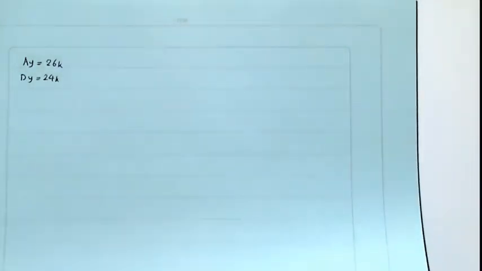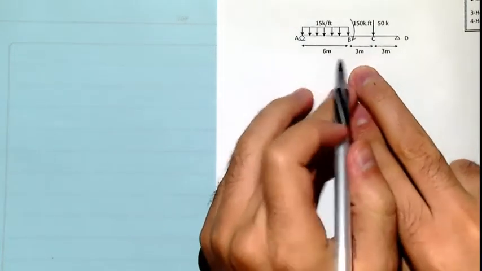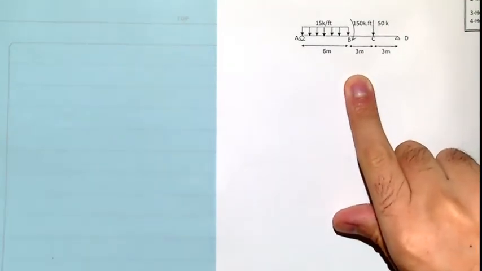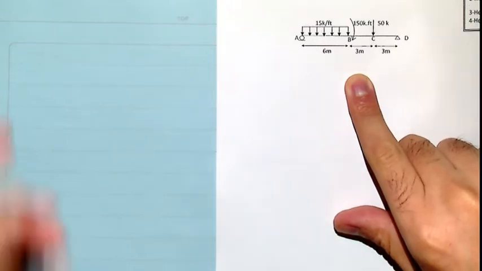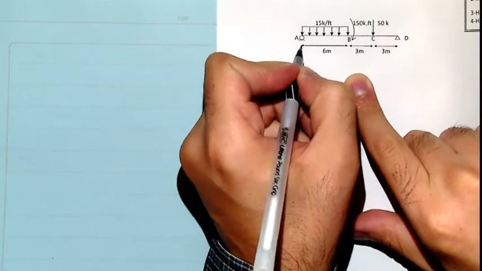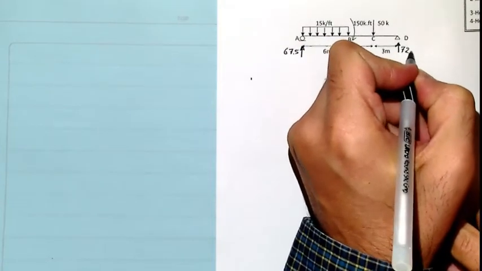We're going to go to the next example. Again, it's similar to the previous one, but we have a concentrated moment here. So what we can do is calculate the reactions. I assume that you are able to derive them, and I'll just write the reactions: 7.5 and 72.5.